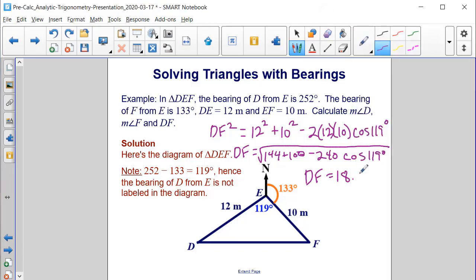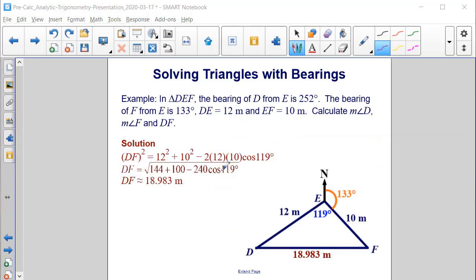18.983 meters. And the work here basically verifies the solution that we found for the length of DF. It's 18.983 meters.